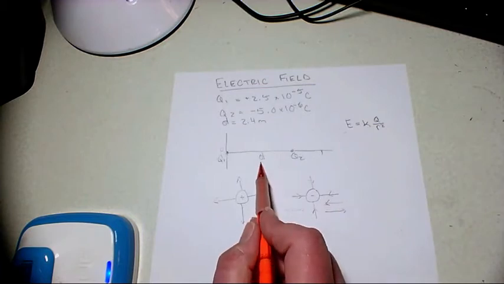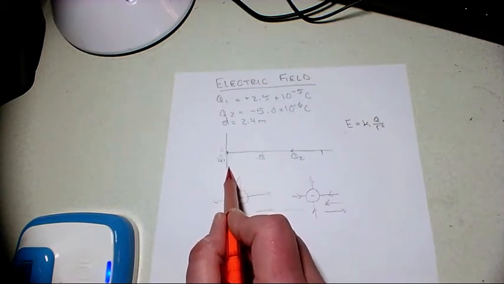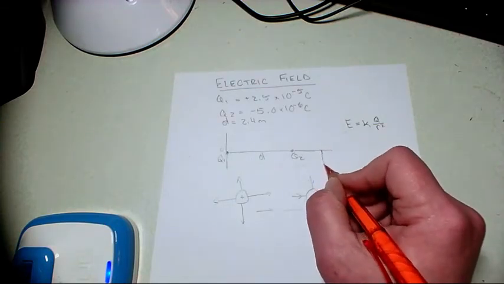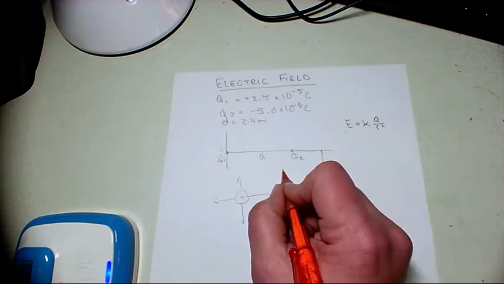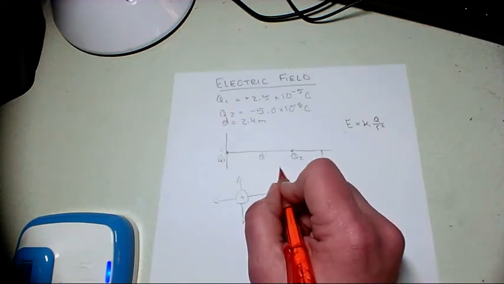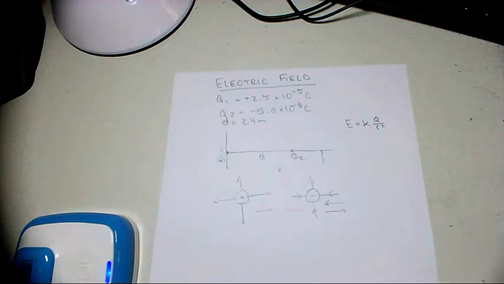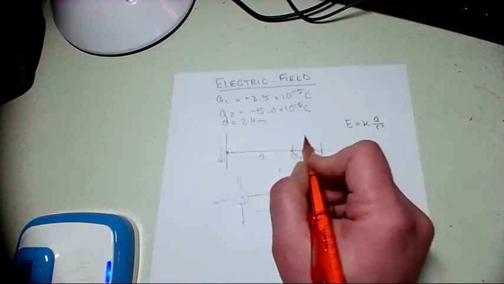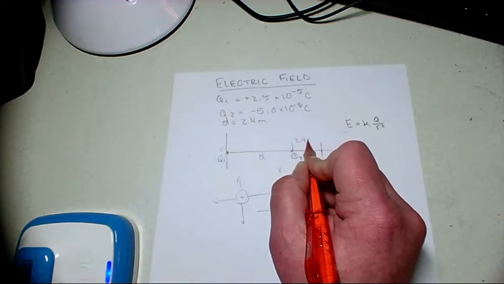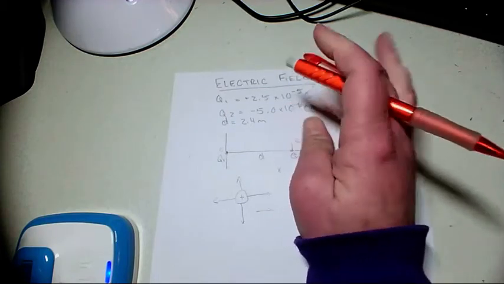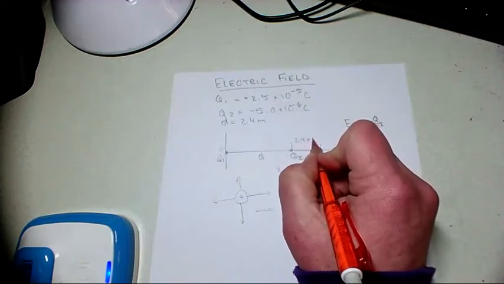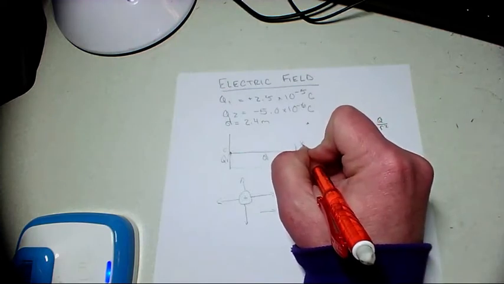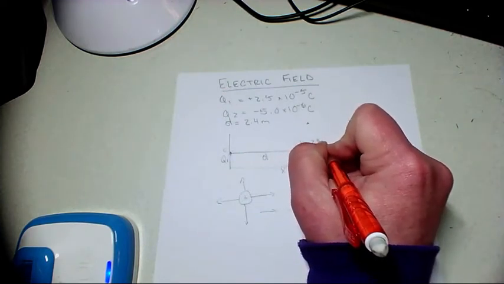Okay, so we know D. One of the things that we can do, one of the tricks to the trade, is to say we know that this distance out here is going to be, say, you could call it L, or you could call it X, or you could call it P. Just depends. I'm just going to call it X. So this distance from here to here is X minus 2.4 meters.